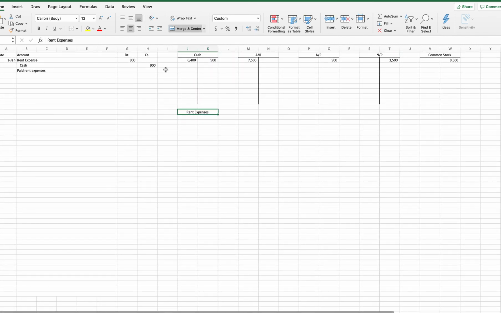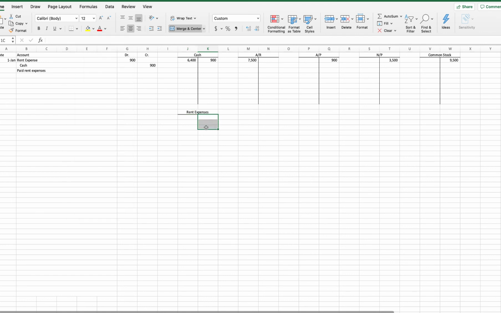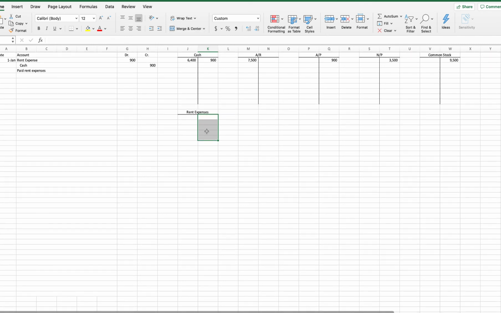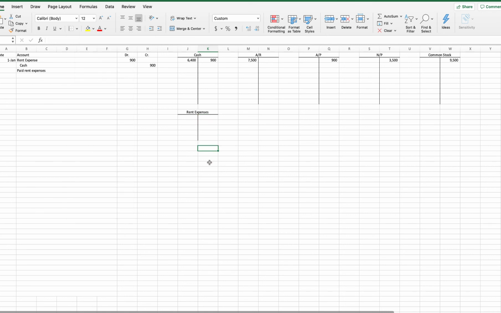Okay. Again, I want to put my bottom border, and I'm just going to arbitrarily pick a number of columns and rows. Looks like 5, maybe 6. I'm going to put in my left border. So I have my T account and I'm going to post this debit, $900. Okay. So now we're ready to do our second entry. So let's go figure out what we have to do.